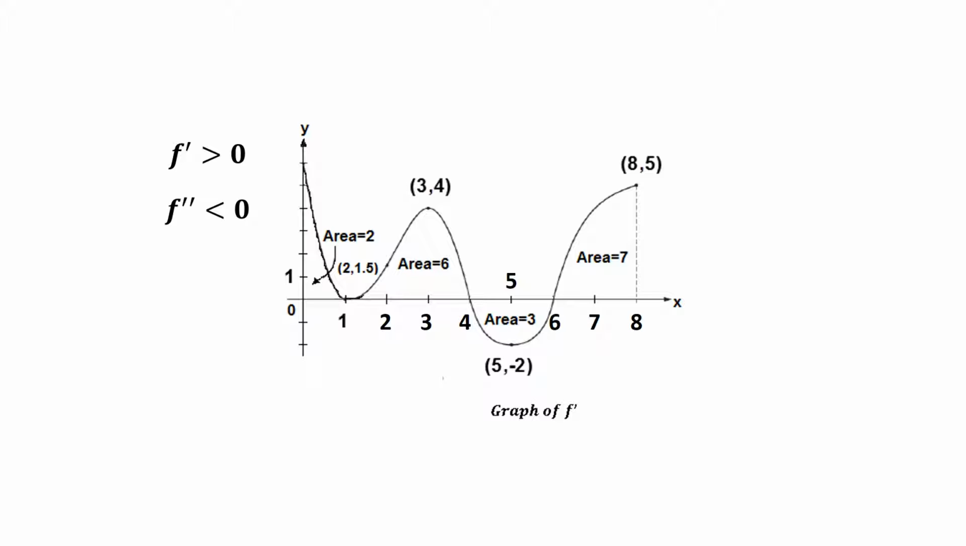On the open interval x greater than 0 and less than 1, we can tell that f prime is greater than 0, but f prime is decreasing as x increases from the graph. Therefore, f double prime is less than 0. On the open interval x greater than 3 and less than 4, we can tell that f prime is greater than 0, but f prime is decreasing as x increases from the graph. Therefore, f double prime is less than 0. So, on open intervals 0 to 1 and 3 to 4, the graph of the function f is concave down and increasing.